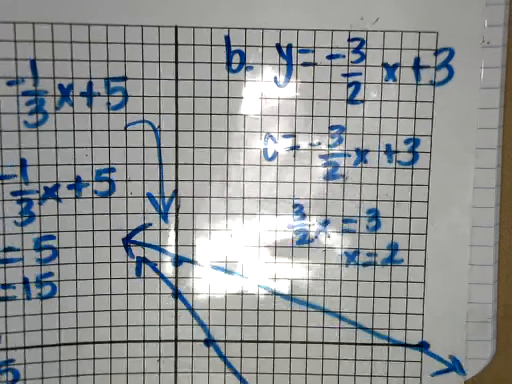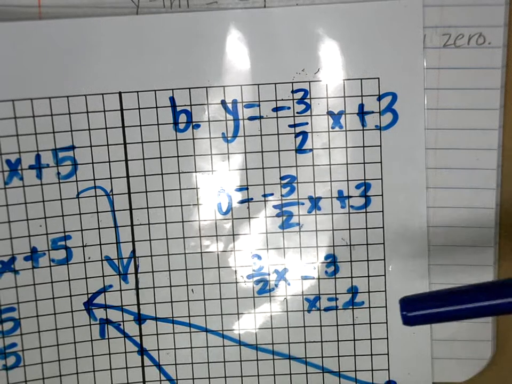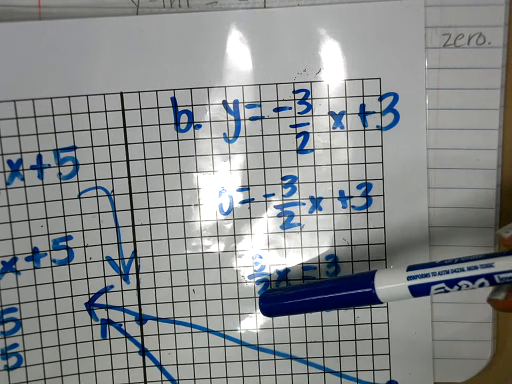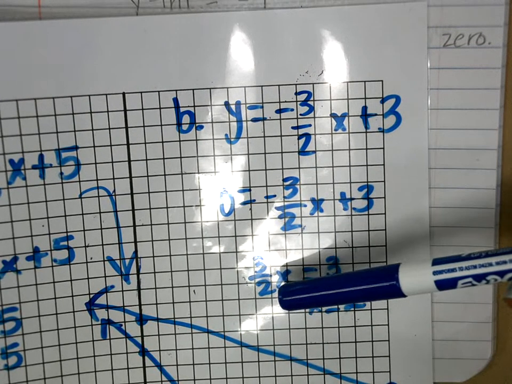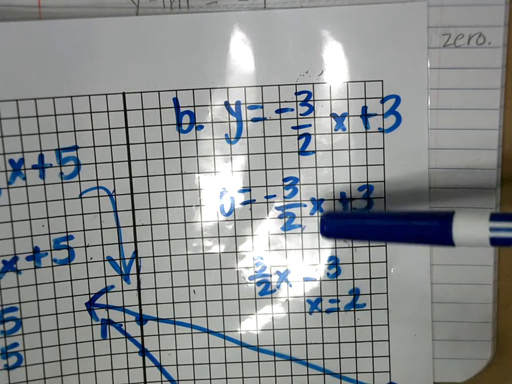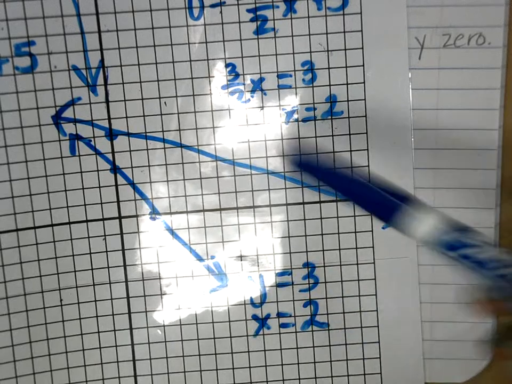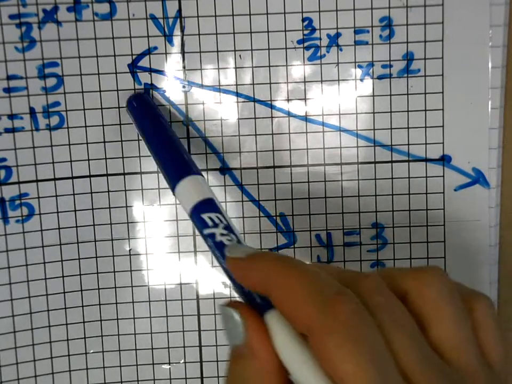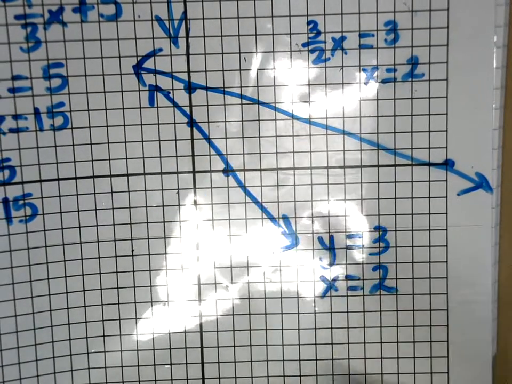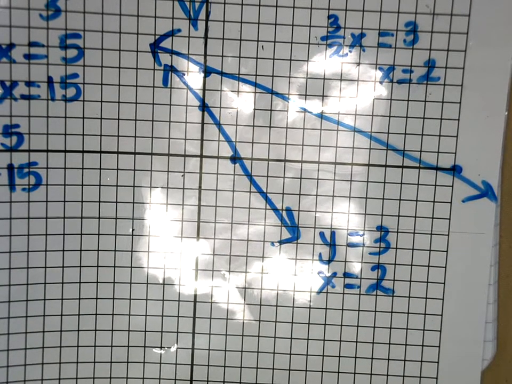B, same thing, put the 0 in, add the 3/2. Remember, we do the keep, flip, change thing. So this is multiply by 2, divide by 3, so we just get 2. So the y equals 3, the x equals 2, and you should have a graph like this one going down. A little bit steeper, right? Any questions on those, A and B?